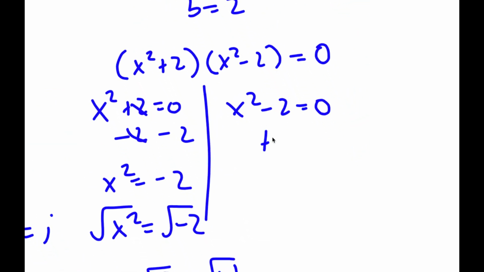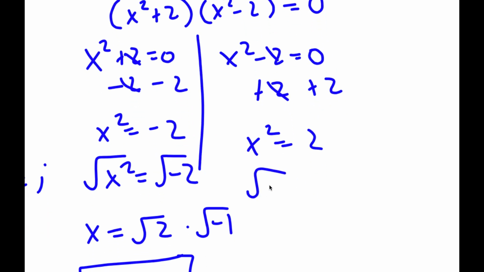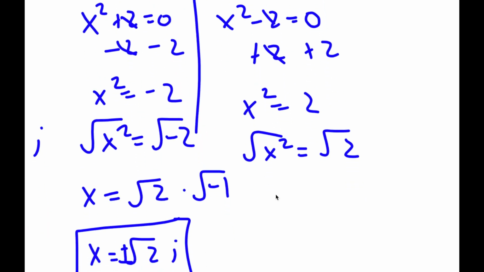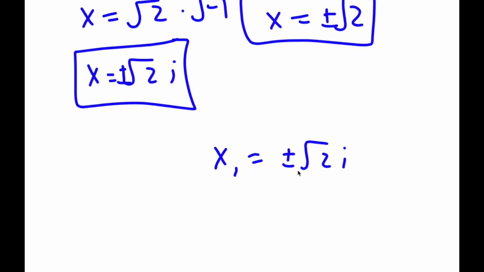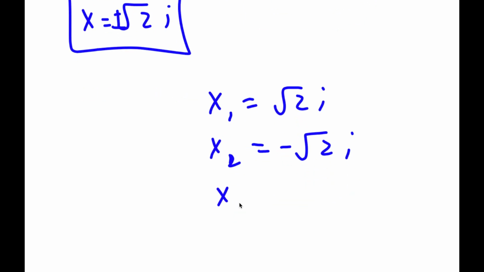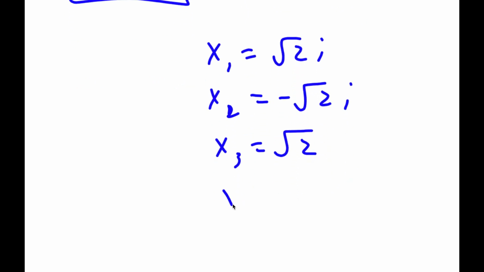Now for x squared minus 2 equals 0, I add 2 on both sides. I have x squared is equal to 2. Now if I take the square root, square root of x squared is x, and the square root of 2, this is positive or negative square root of 2. So my four solutions are: x is equal to square root of 2i, x is equal to negative square root of 2i, x is equal to square root of 2, and x is equal to negative square root of 2.